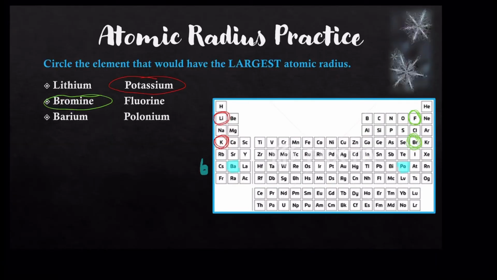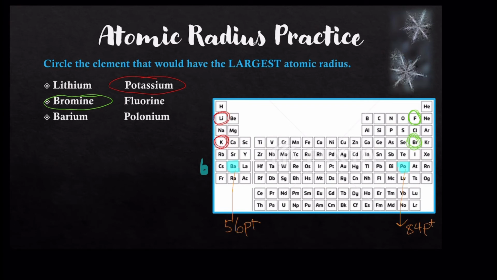So because barium and polonium are in period 6, we know that they have 6 energy levels. We can't use the number of energy levels as our determining factor to help us understand which one has the larger radius. So now we need to look at the effective nuclear charge of both of these elements. If you look up barium's atomic number on the periodic table, you'll see that barium has 56 protons. And then if you look up polonium's atomic number, you'll see that it has 84 protons.